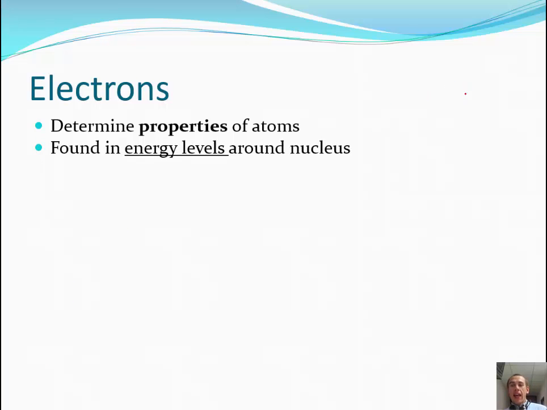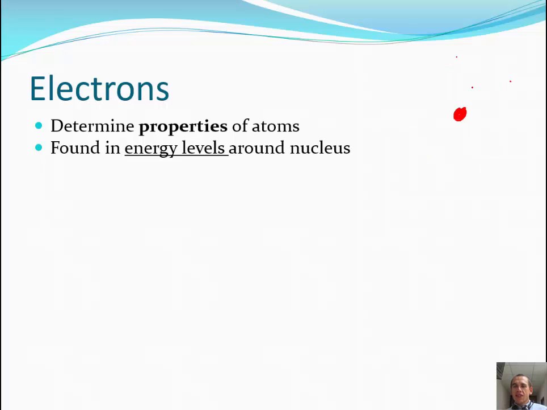So electrons are found in energy levels around the nucleus. The nucleus is a very positive region in the center of the atom. It's very, very dense. It's also very, very small. If the atom were the size of a football stadium, the nucleus would be about the size of a marble, and it would be in the middle, and electrons would be out by the lights. So electrons are way out here, but they're not all in one spot.